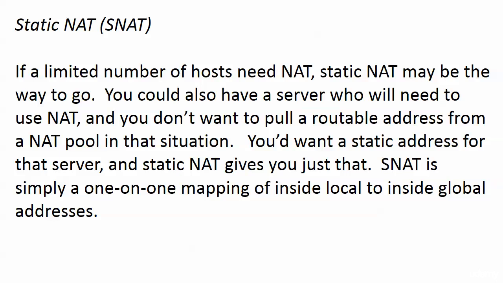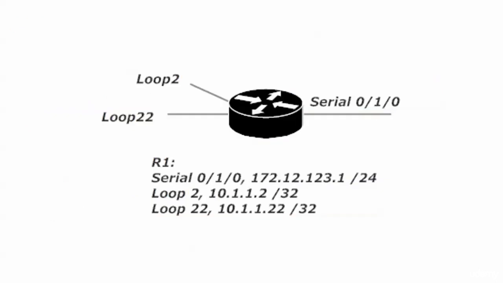We're going to create a pool of addresses, and when a device needs a routable address, it pulls an address from the pool. So maybe we don't want to do that because, of course, the address would change from time to time, and you would want to know how to do static NAT. Now, this is just simply a one-to-one mapping of inside local to inside global addresses.